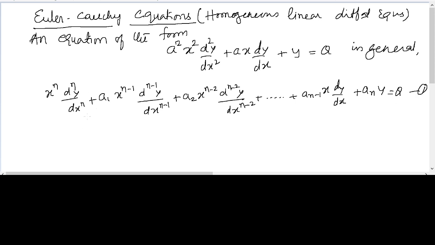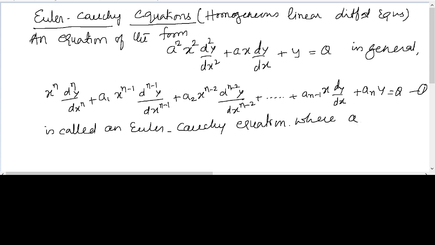An equation of this form is called an Euler-Cauchy equation, where the ai's, that is a1, a2 up to an, are all constants, and q is a function of x.